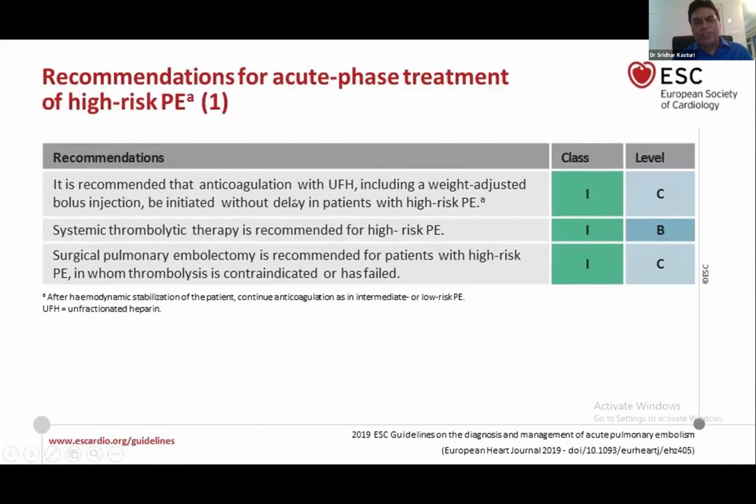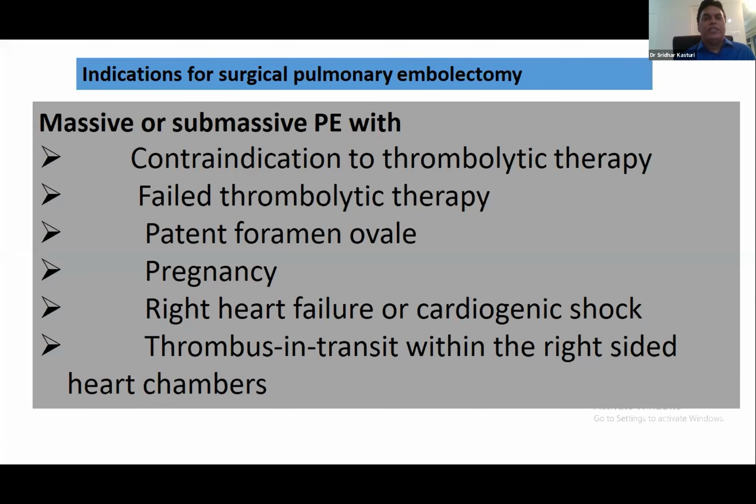It is recommended that anticoagulation is important. Systemic thrombolysis is highly recommended for high-risk PE. And if not responding to systemic therapy, you can also consider surgical embolectomy. So when do you want to do the surgical pulmonary embolectomy? If there is a contraindication to thrombolysis, or if you have given thrombolysis and it has failed. And if there is a PFO, through which it is producing embolism, you just remove the thrombus and close the PFO. Also in pregnancy, right heart failure, cardiogenic shock, and thrombus in transit, like this patient, within the right heart chamber.